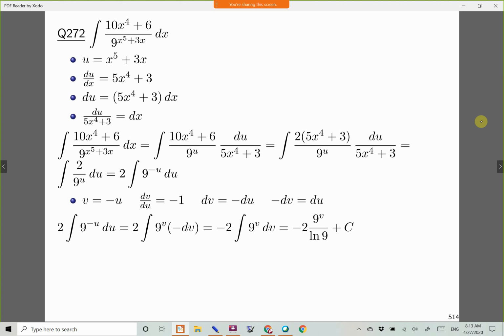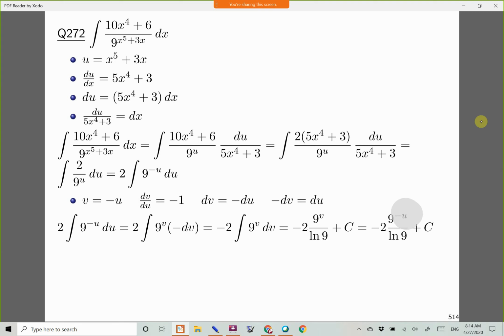Okay, so we've done now the antiderivative. That's why there's no more antiderivative symbol, but there is a plus c. But we're not done. There were no v's in the original question. So this is the stage at which we should replace v. And how do we replace v? We go back here. It's a good thing we wrote this down. V gets replaced with negative u. So we'll have negative 2 times 9 to the negative u over ln of 9 plus c.